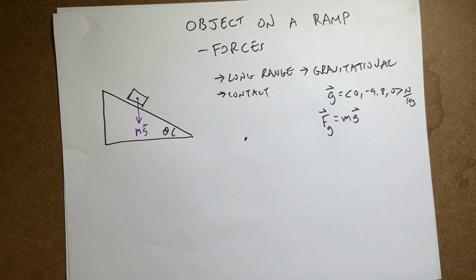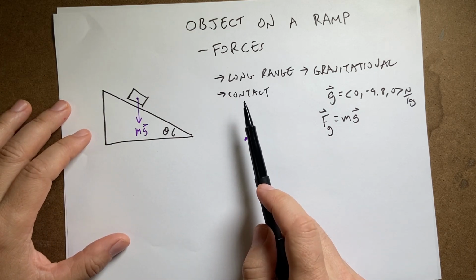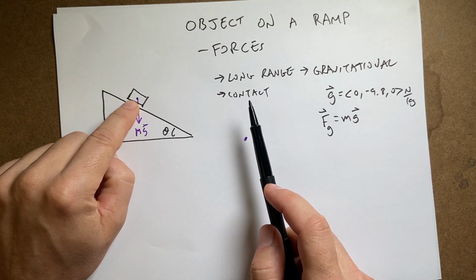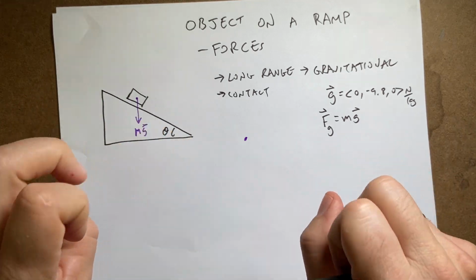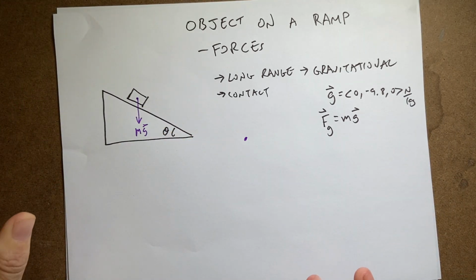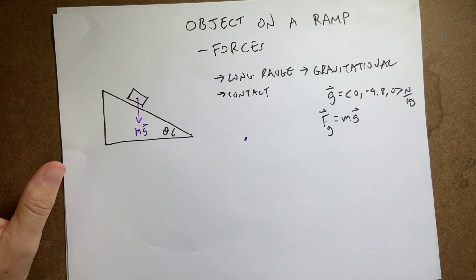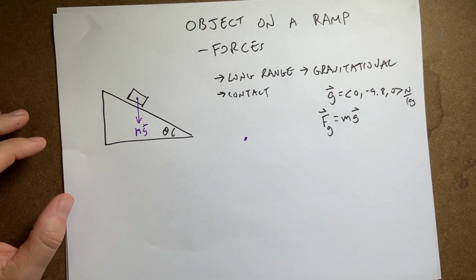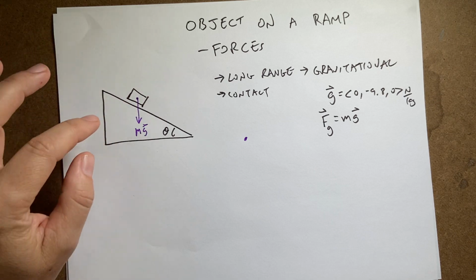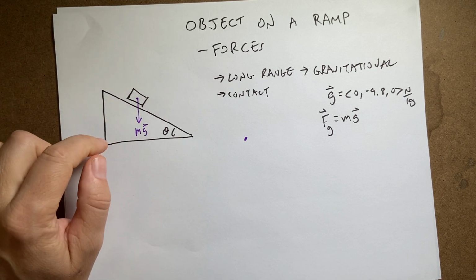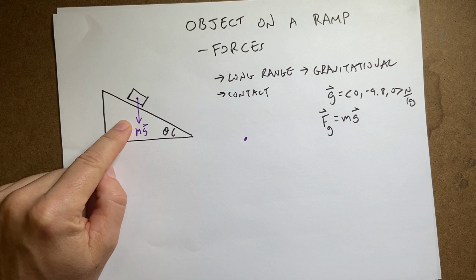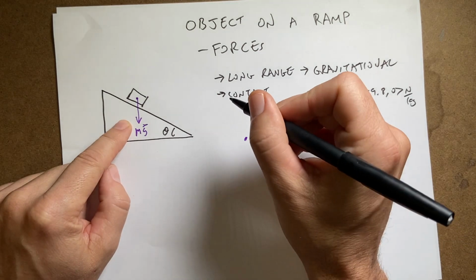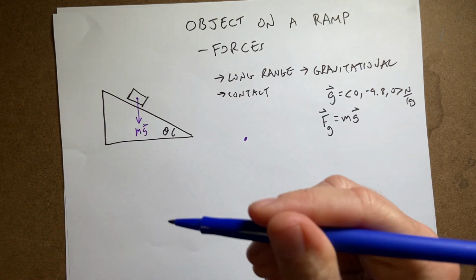Okay, now contact forces. The other things that are interacting with the object have to be touching it. And again, quote, touching, if you want to get really crazy here, you could say nothing really touches because the atoms don't touch. And yeah, I get that. That's funny. Okay, but let's just say in the practical sense of touching, what's touching the object right here? And the answer is the ramp. So if there's no friction, the ramp will only exert a force perpendicular to the ramp. And we call this the normal force. So I'll draw that right here.